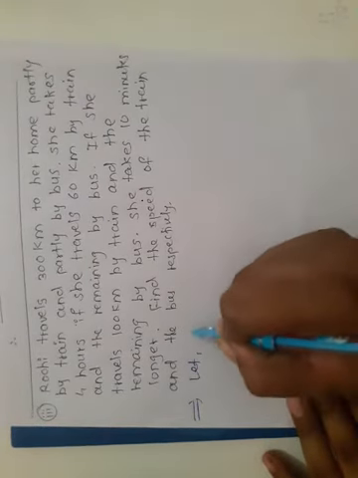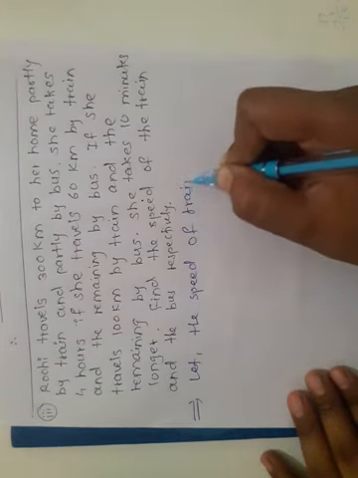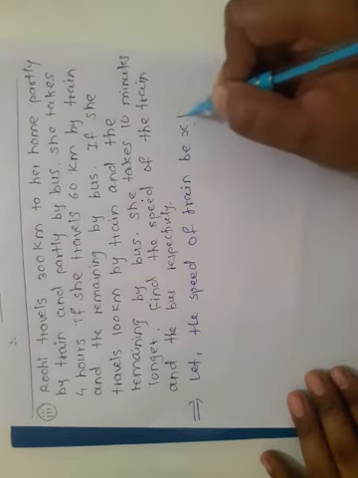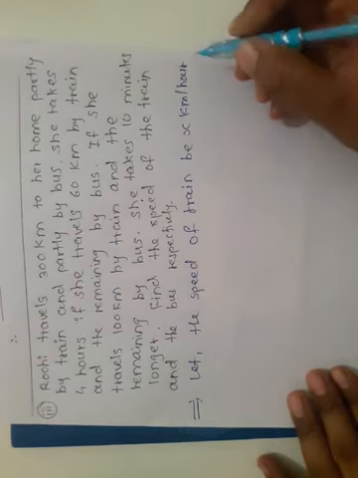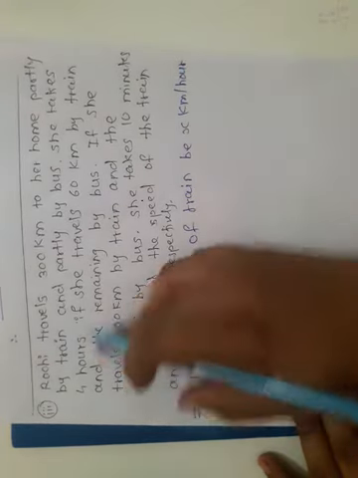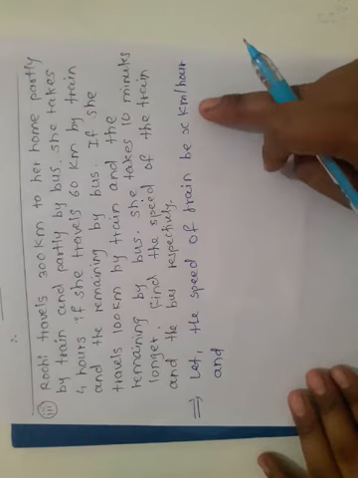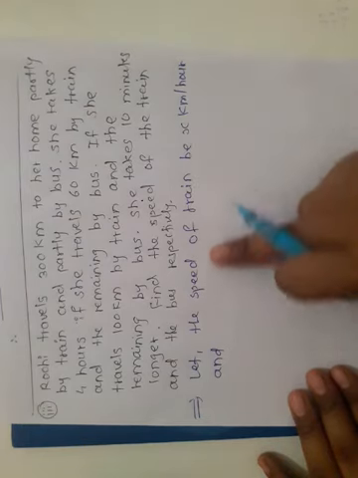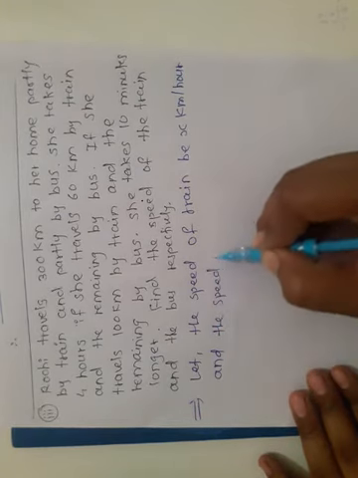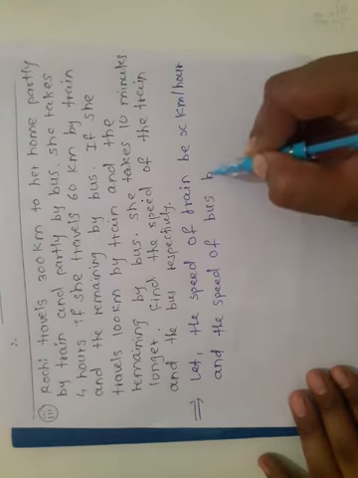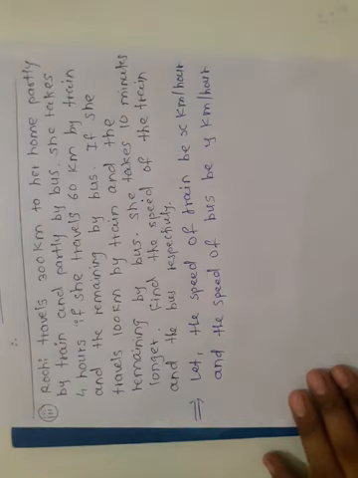So write down here: let the speed of the train be x kilometers per hour. The unit of speed is kilometers per hour, because time is given in hours and distance is given in kilometers. We know that speed is equal to distance upon time. So the speed of the train is x kilometers per hour, and the speed of the bus is y kilometers per hour.